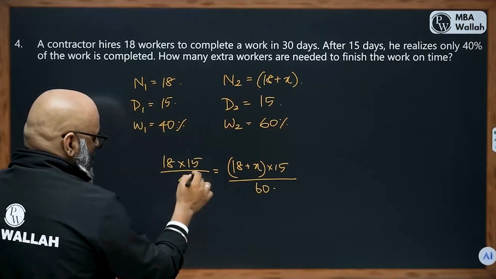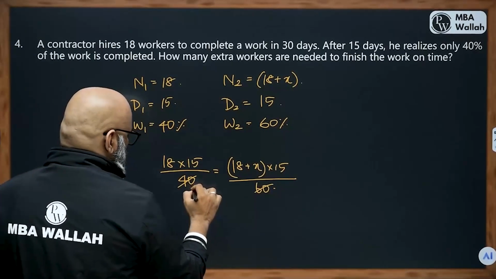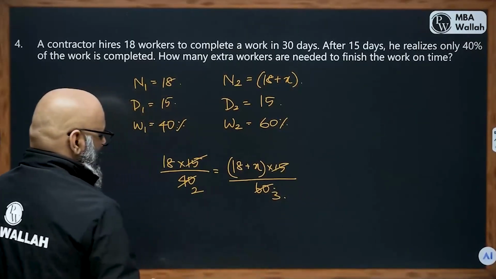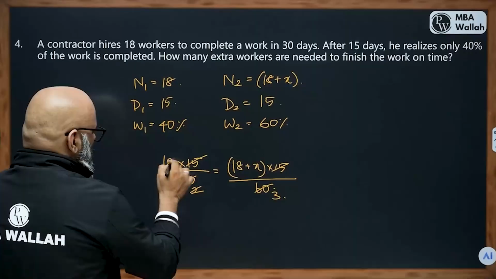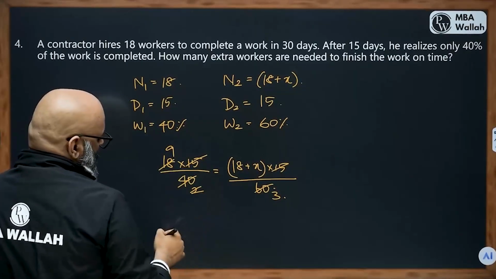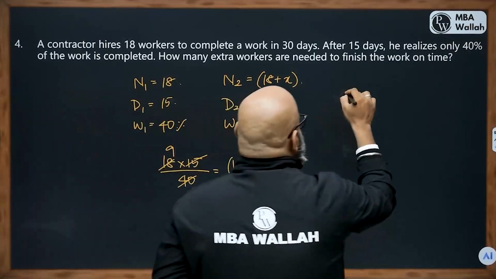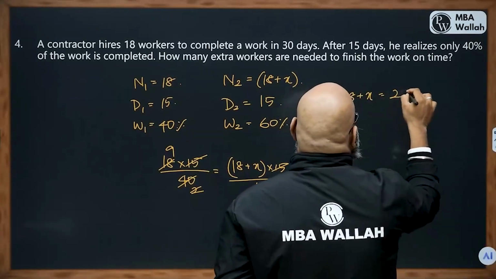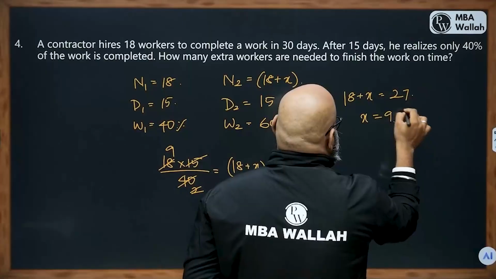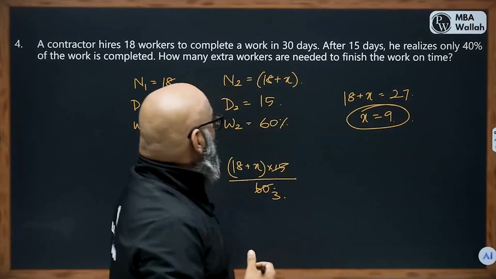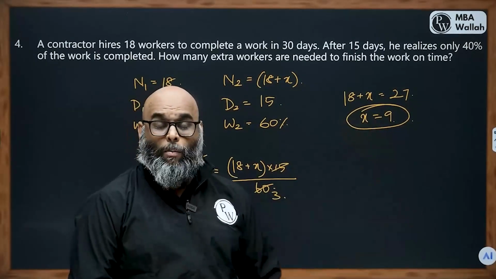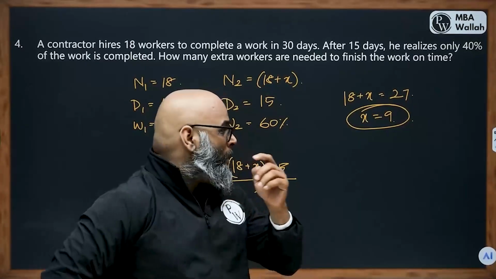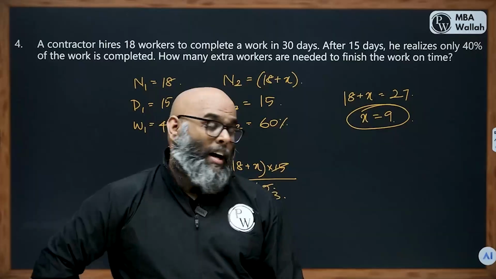So let's simplify them. This and this get cancelled. This will be 2, this will be 3. 15 and 15 can be cancelled straight away. I can bring this as 2 and this will become 9. So we can write this as 18 plus X is equal to, this goes over there, becomes 27. X is equal to 9. So how many extra workers are needed to finish the work on time? We need 9 more people to finish the remaining 60% of the work in the remaining 15 days. And X will be 9.